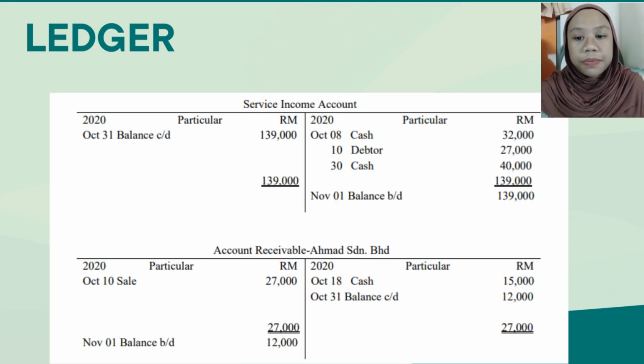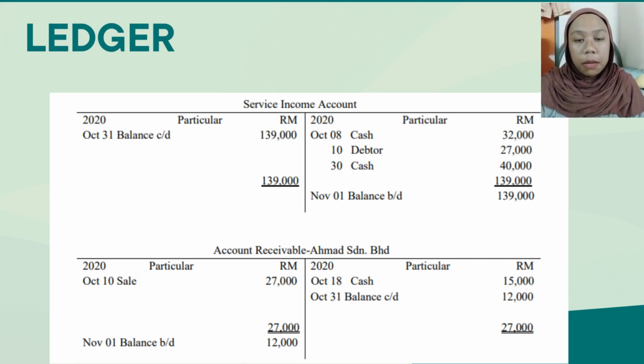Service income account for debit side October 31st balance CD is 139,000 and the total will be 139,000. For credit side October 8 cash is 32,000, October 10 debtor 27,000, and October 30 cash will be 40,000 and the total will be 159,000. For November 1 balance BD is 159,000.